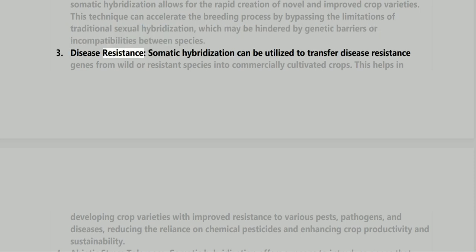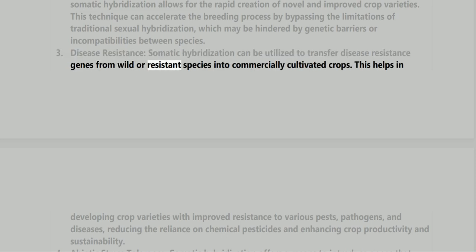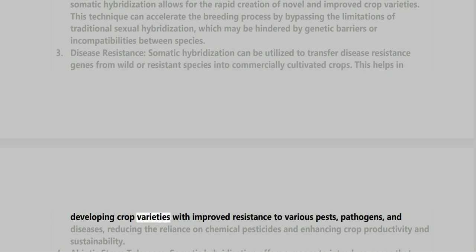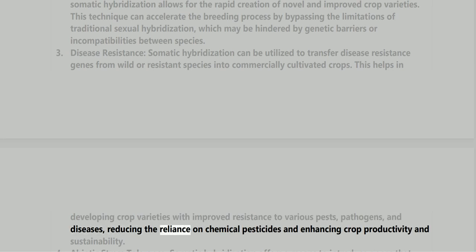3. Disease resistance. Somatic hybridization can be utilized to transfer disease resistance genes from wild or resistant species into commercially cultivated crops. This helps in developing crop varieties with improved resistance to various pests, pathogens, and diseases, reducing the reliance on chemical pesticides and enhancing crop productivity and sustainability.